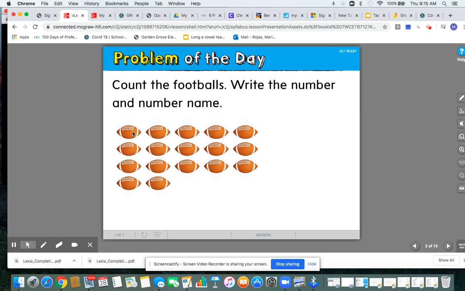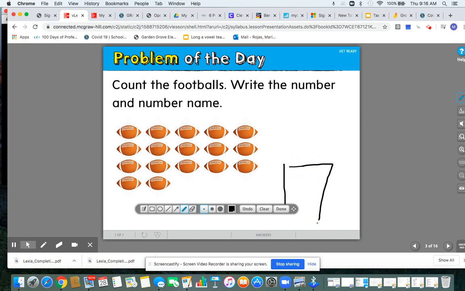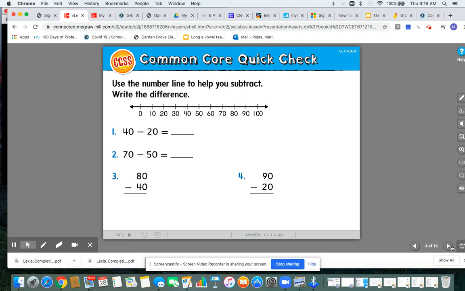I'm going to count in twos. 2, 4, 6, 8, 10, 12, 14, 16, and 17. So I have 17 footballs, or I could have counted in fives. 5, 10, 15, 16, 17. So I have 17 footballs. So I'm going to write the number 17. Actually, let's use this one. 17. Okay. Then we're going to go to the next page.